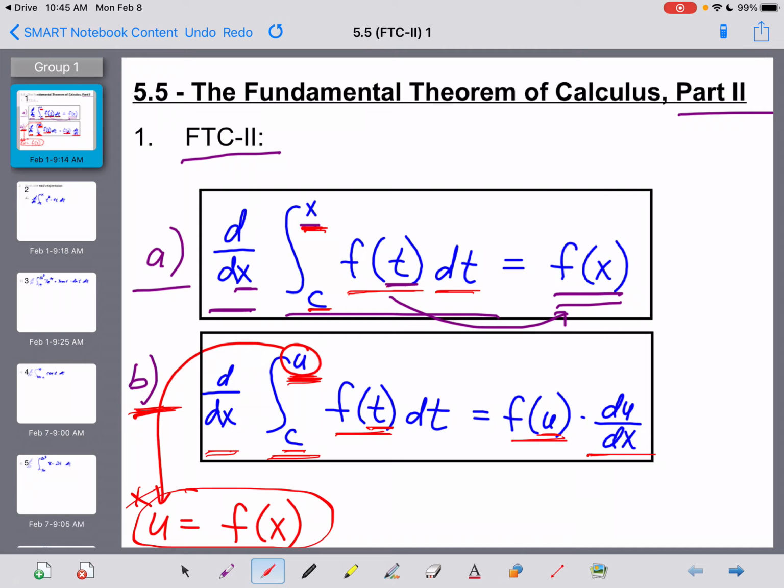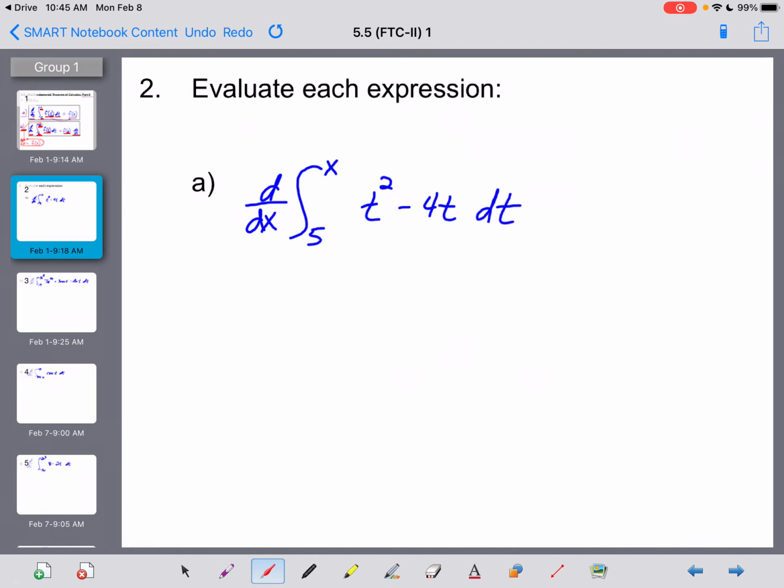That is essentially the chain rule showing up yet again. So as I said, this is not two different formulas, it's just two different variations of the same formula, Fundamental Theorem of Calc Part 2. So let's see it in action.